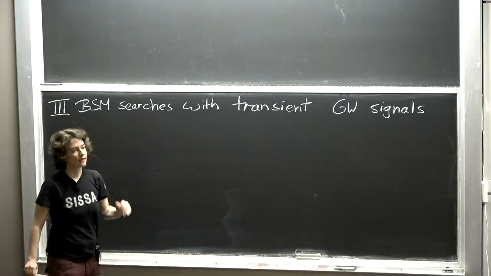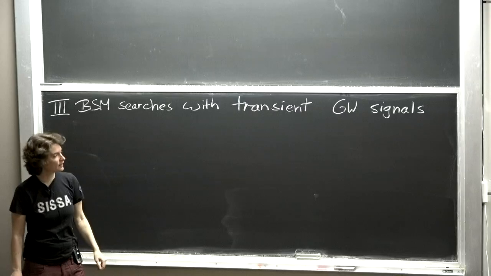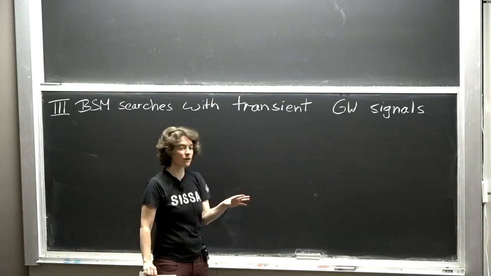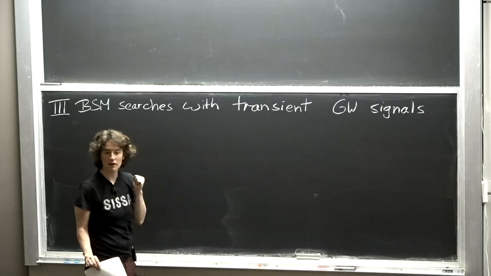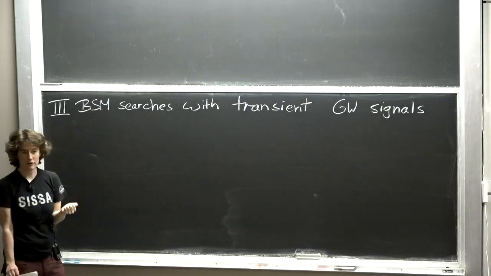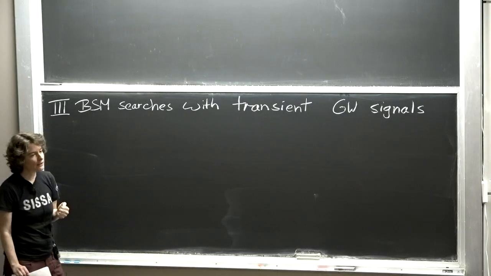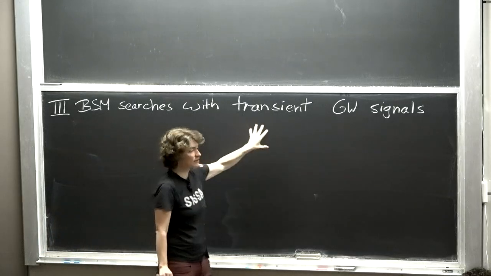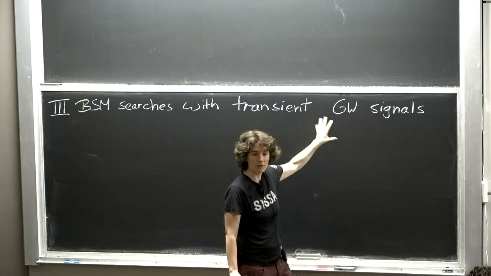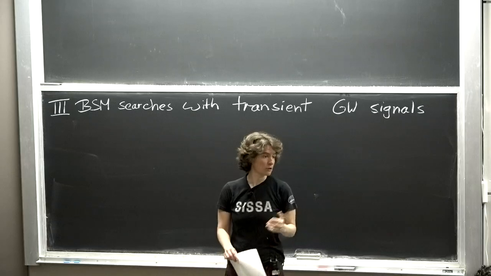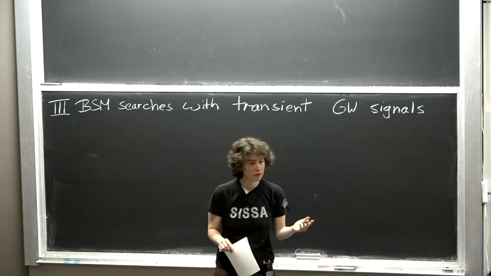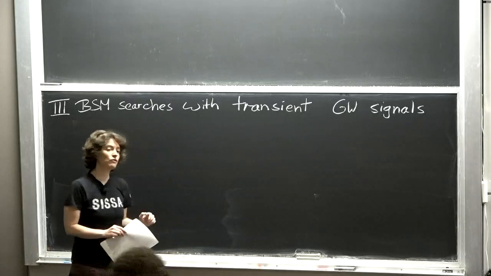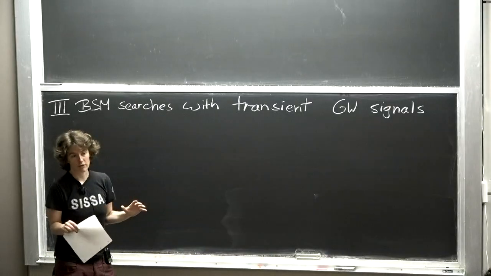So the topic of today's lecture will bring us finally towards actually looking for fundamental physics, looking for physics beyond the standard model, using gravitational wave signals. And today we'll be talking about using what I call transient gravitational wave signals. So this is the type of events that have been seen in LIGO, something like black hole mergers or neutron star mergers. And then tomorrow we'll turn to a different type of signals, which is stochastic gravitational wave backgrounds.